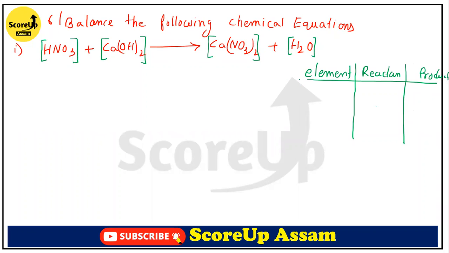So what are the elements? Hydrogen, nitrogen, oxygen, calcium. Only these 4 elements are there. So on the reactant side, in the first compound there is 1 nitrogen, plus in the second compound there is 2 hydrogen. First compound there is 1 hydrogen, and second compound there is 2 hydrogen. Total hydrogen is the same in product. Total number of hydrogen is okay.